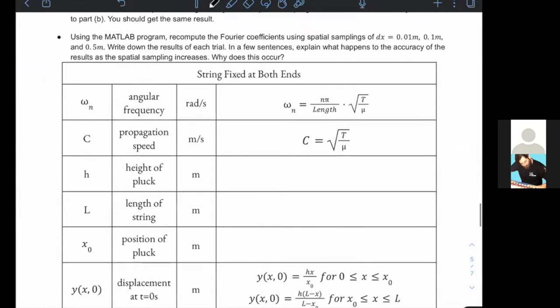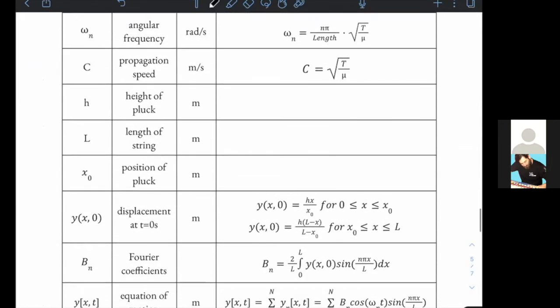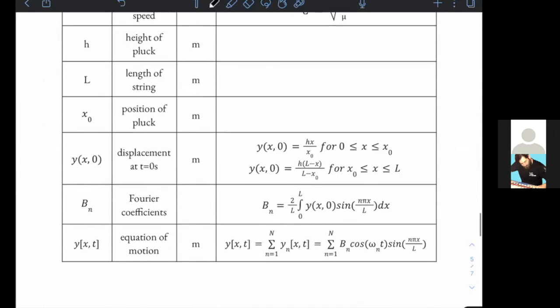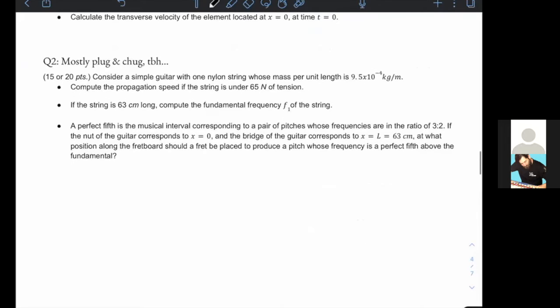Okay. We've got equations when we're talking about strings fixed at both ends. We've got equations for propagation speed. We've got equations for angular frequency. We've got Fourier coefficient equations. We've got all sorts of fun stuff. So we wanted to know a propagation speed. There's an equation down there that should get you all set up. We've got a length here. If the string is 63 centimeters long, compute the fundamental frequency of the string. I gave you an equation for omega n, and you can convert that into f sub n, f sub 1.